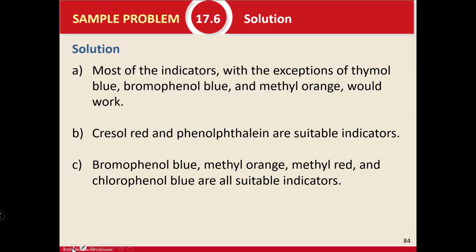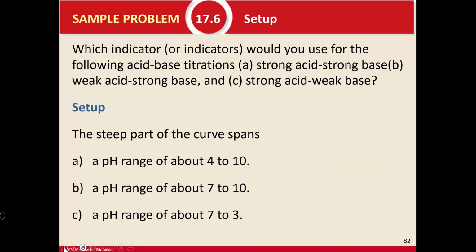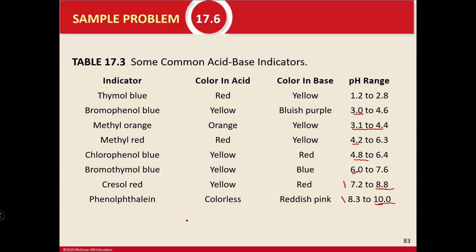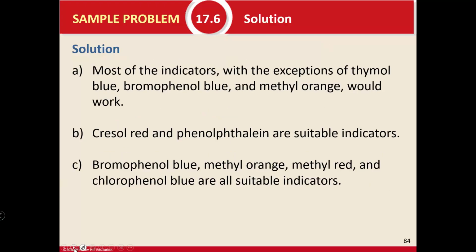All right, last one. Bromophenol blue, methyl orange, methyl red, chlorophenol blue. So let's see what the range was. 7 to 3. So we're going from a 7 to a 3, going down like that, and we're looking for something in this steep part here. Yeah, right in here. Bromophenol blue, methyl orange, methyl red. Yep, and that's what we have there. So be able to do a problem like that and choose the right indicator. The main thing is the indicator has to be in the steepest part of the curve, all right? Not in the flat spots. It's got to be in the steepest part.